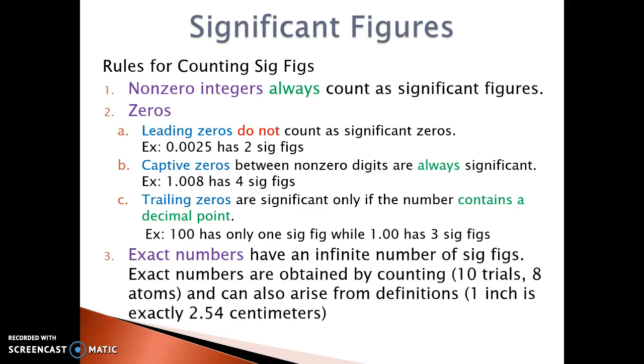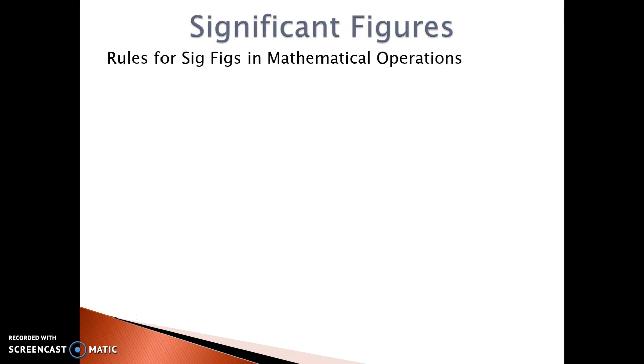The other thing to consider when you're doing mathematical operations in chemistry are exact numbers, and they have an infinite number of significant figures. Exact numbers are obtained by counting things like 10 trials or 8 atoms, or they can be definitions where 1 inch is exactly 2.54 centimeters.